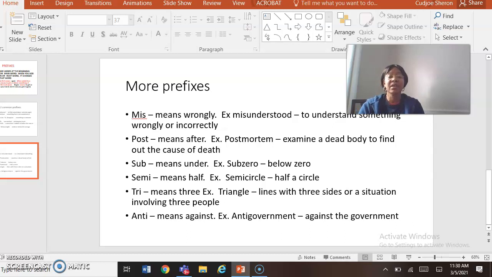Sub means under. Example, sub-zero means below zero. Semi means half. So you see the word semicircle means half a circle. Tri means three. Example, triangle, lines with three sides, or it could be a situation involving three people. And the last one, anti, means against. So if you hear the word anti-government, it means they're against the government.